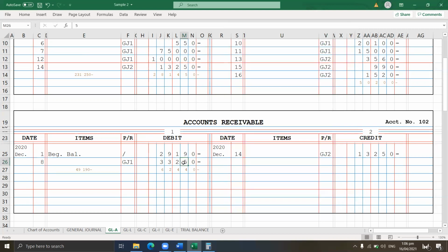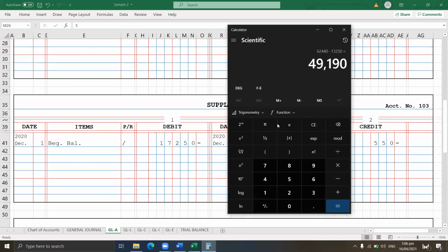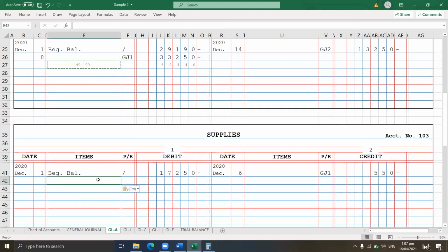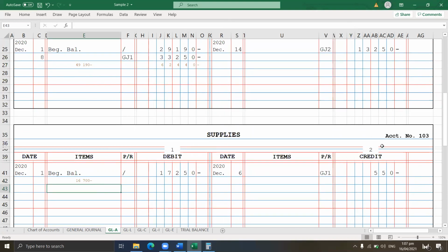Okay, so next would be supplies. So as you can see, tig-isa lang naman yung amount sa supplies. So we just immediately deduct it. So we have on the debit, 17,250. And then your credit was 550. So we have a difference of 16,700, which will be written here in our items column. Okay. So 16,700. Okay, let's check. Correct. It's 16,700. So no need na ulit na i-total yung debit and credit dahil tig-isa lang naman sila.